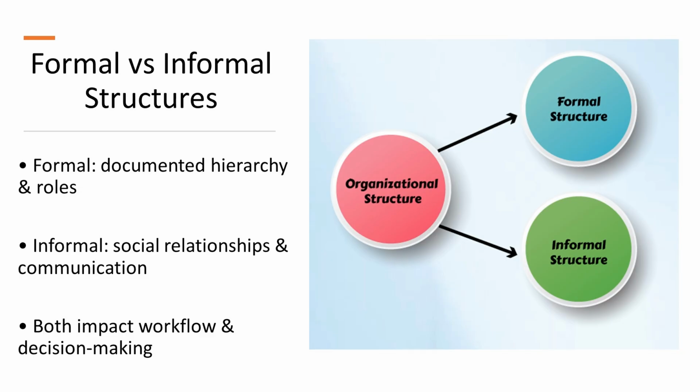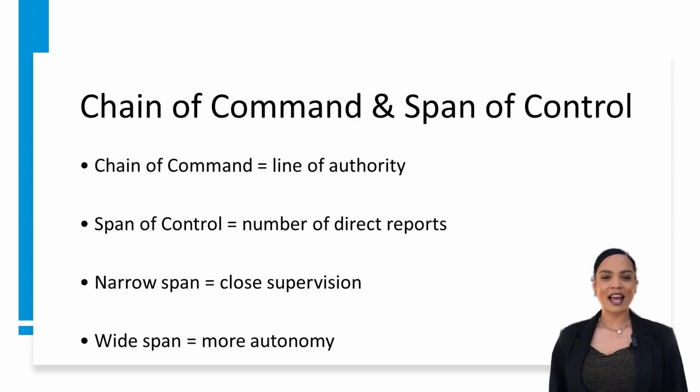Now that we know the main structures, let's examine how they support authority and control. Chain of command defines the line of authority, who reports to whom. It ensures accountability and orderly decision-making.